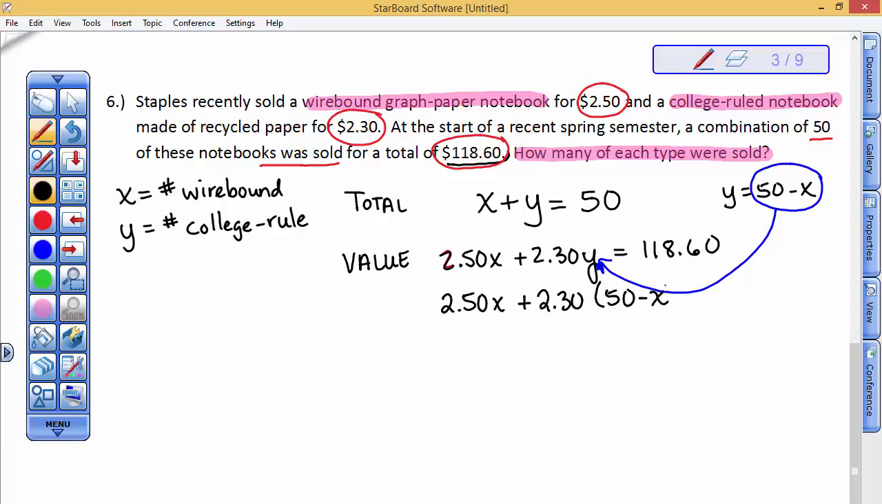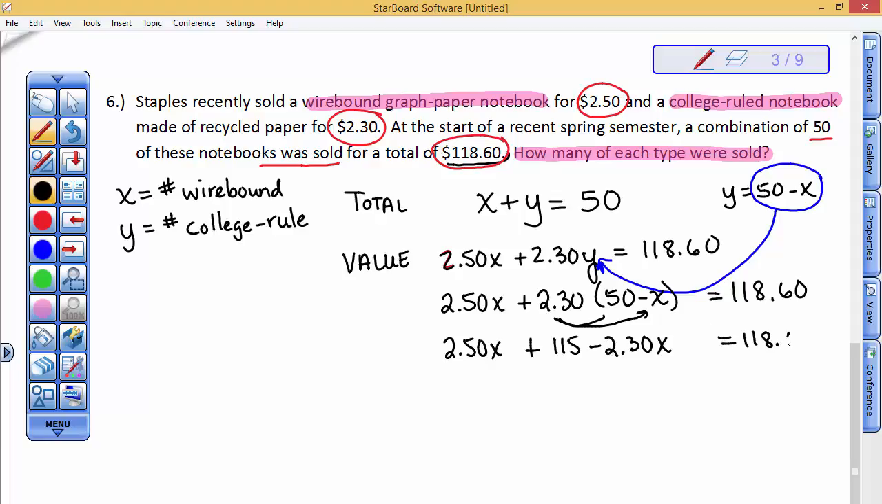And now I've got to do the algebra that results from this. So I'm going to take $2.30 times 50, and that's going to give me 115. And 230 times this minus X is a minus 230X. Over here, 250X, don't forget to bring that down, equals 118.60. The 2.50 minus the 2.30 is 0.20x. If you don't mind, I'm going to subtract 115 at the same time as I combine those like terms. So I'm actually going to move this 0.20 over here.